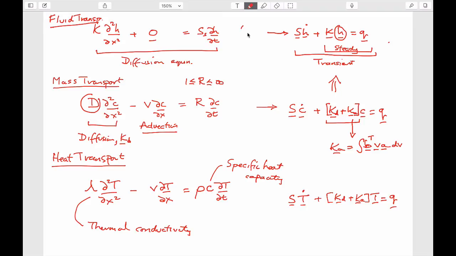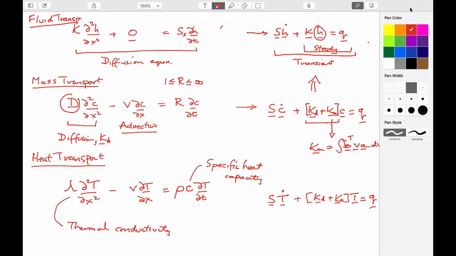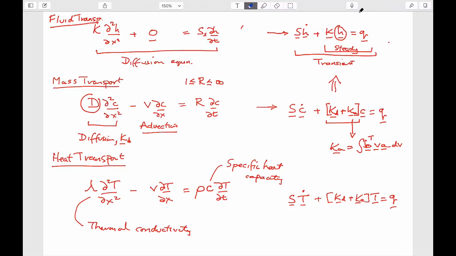Why won't it come back? Oh, there it is. I just changed color for the heck of it.